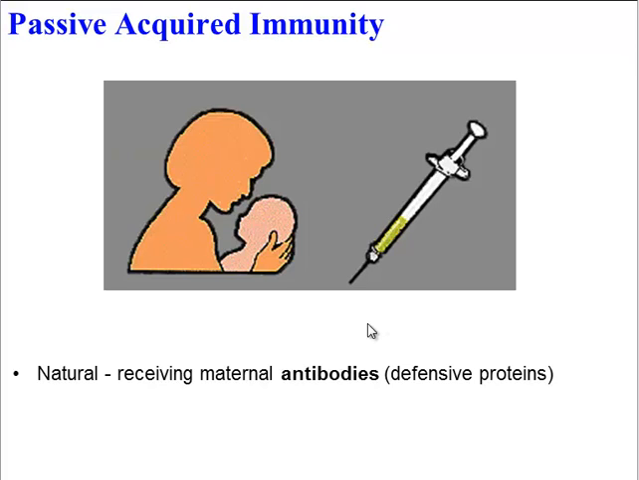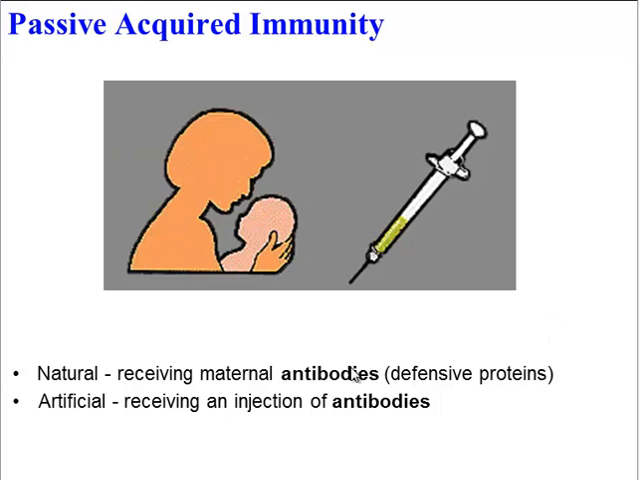One way to get passive immunity is natural. You might get antibodies from your mother. What's an antibody? Well, it's a defensive protein. And this can happen during pregnancy or during breastfeeding. You can also get antibodies artificially. If you're really sick, you could get an injection of a serum that contains antibodies.